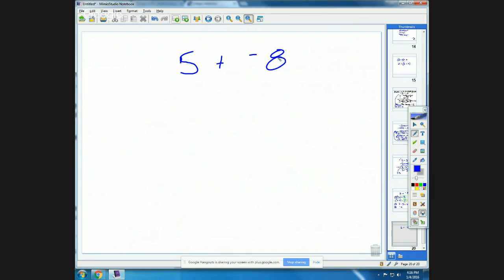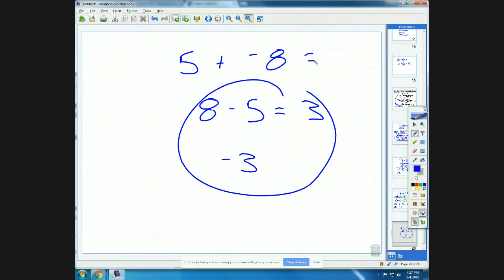A positive and a negative, that's really a subtraction problem. So I really want to know what is 8 minus 5, but I'm subtracting more than I added, so the answer must be -3. So I think this, and I write that. Is that something similar to what goes on in your head?